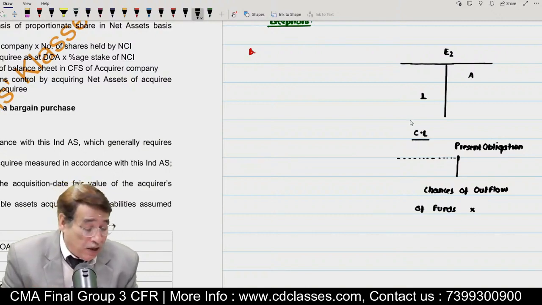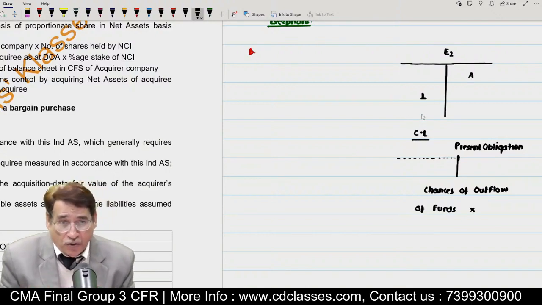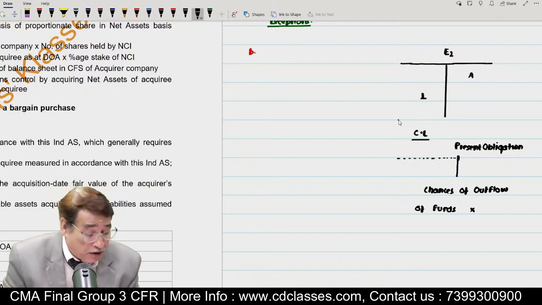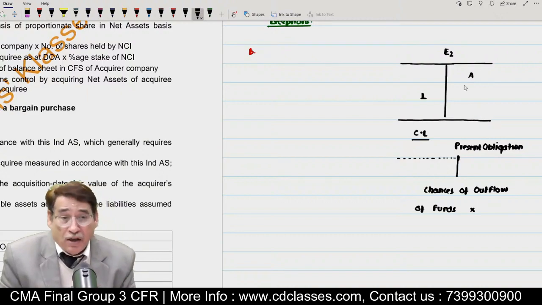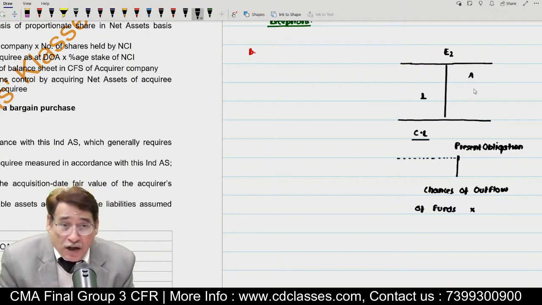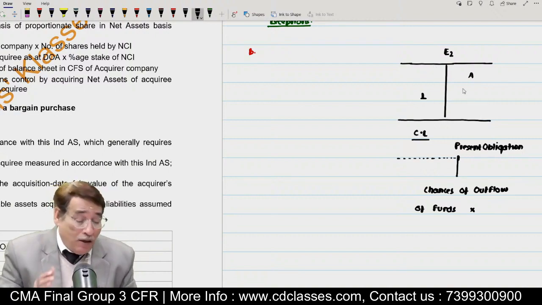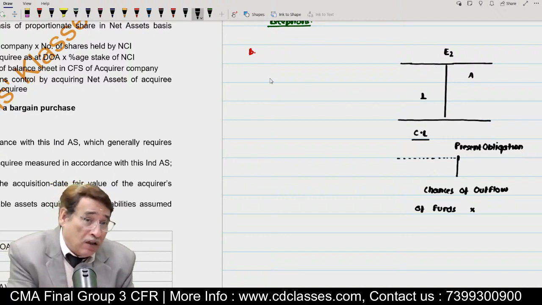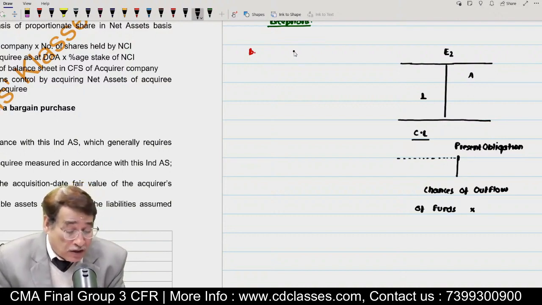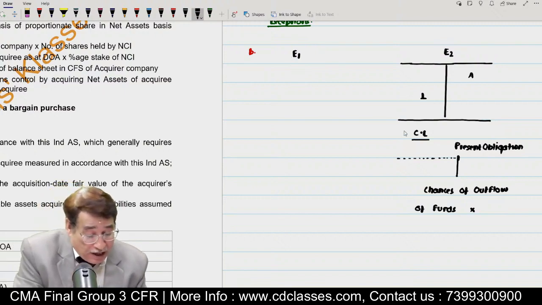And a contingent liability is always reflected as a footnote, correct? That means it is not recorded in the balance sheet. This is the balance sheet, and this item is not appearing in it. But now E1 is taking control over E2. E1 is the acquirer entity. We will still record this contingent liability. Try to understand this particular point.